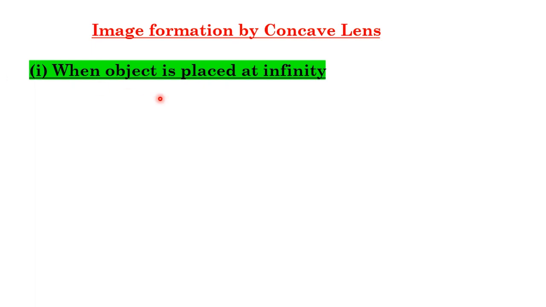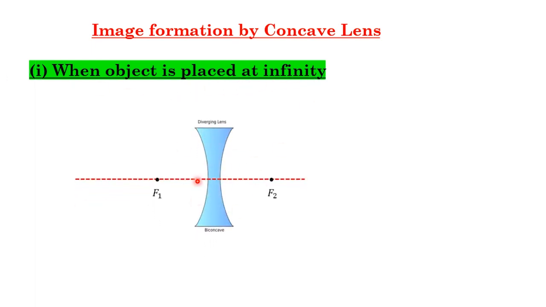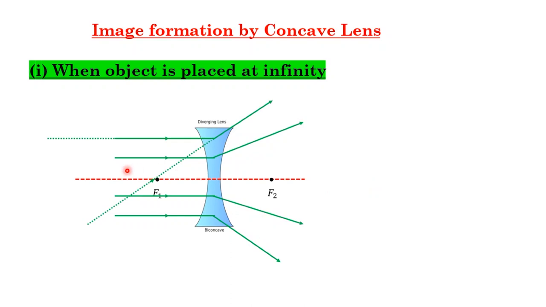Now the image formation by a concave lens. The same concept is here. When an object is placed at infinity, so this is our lens, all the light rays will be parallel to the principal axis, and after refraction they diverge. So we can assume that this light ray is coming from this focus. You know the rule. But suppose we have many light rays like this, much more light rays. So it appears that these light rays are coming from this focus. So where is the image? The image is at focus.